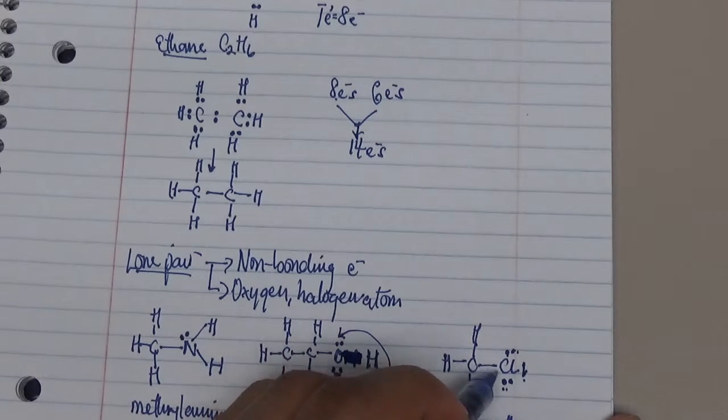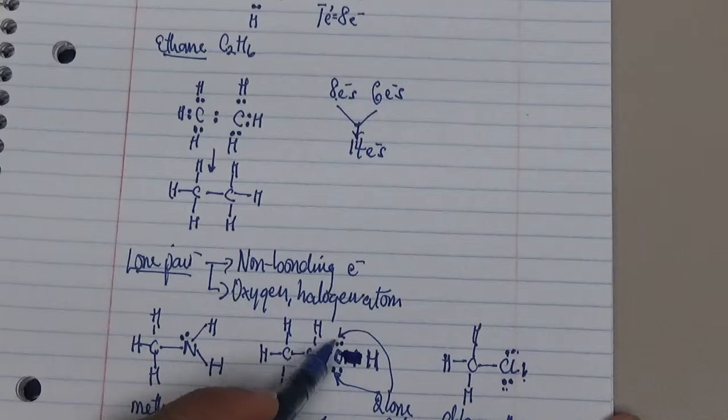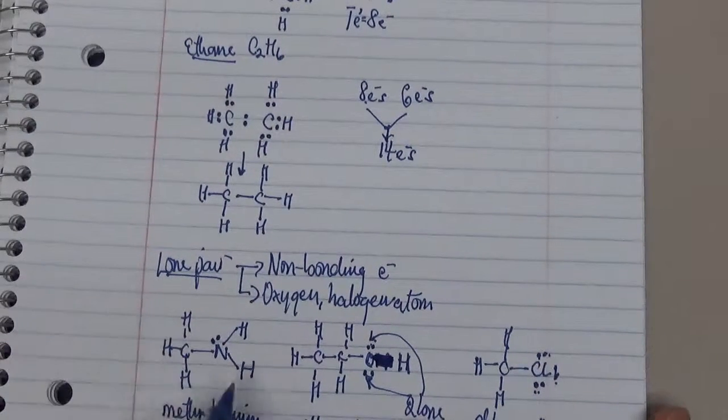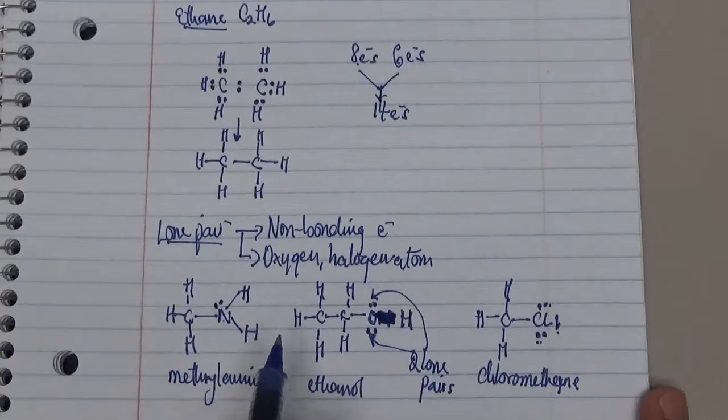So the one bonding pair is being shared between the chlorine and carbon. For oxygen, we have a bonding pair between oxygen and hydrogen, and a bonding pair between oxygen and carbon as well. But in here we have two lone pairs on the oxygen. And lastly we have three bonding pairs, two between nitrogen and hydrogen and the other between nitrogen and carbon, and one lone pair sitting on nitrogen. But anyways, that's about it for this particular section on Lewis structures.